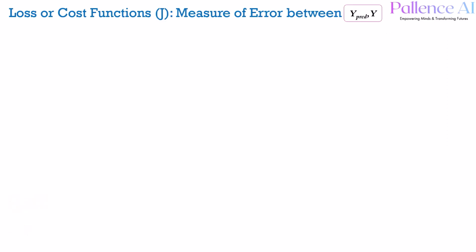If it helps, just focus on this simple intuition. Think of loss functions as the GPS the model uses to find better weights that can make it very smart or intelligent. Let's learn now about loss or cost functions, which are nothing but a measure of error between y pred and y. Y pred being the model's prediction and y being the actual y.